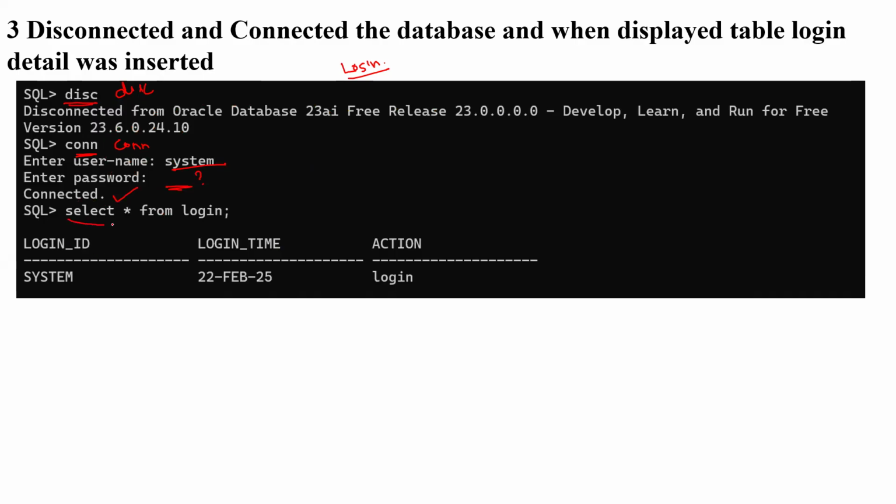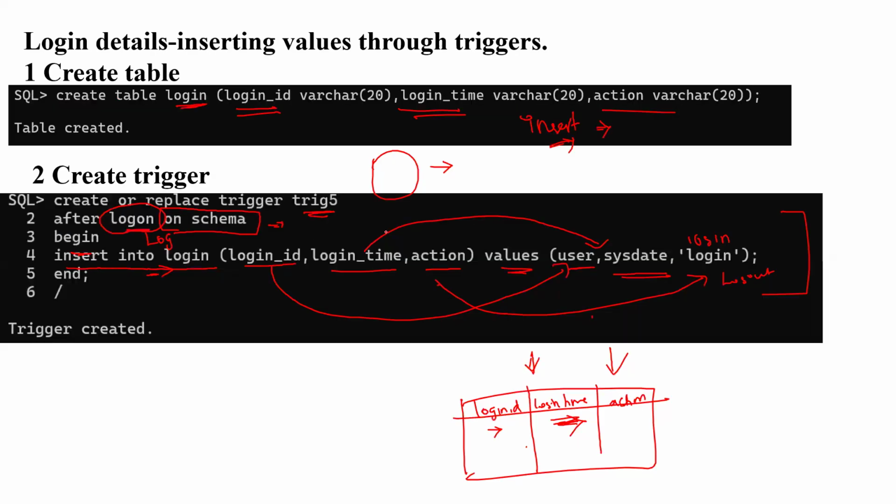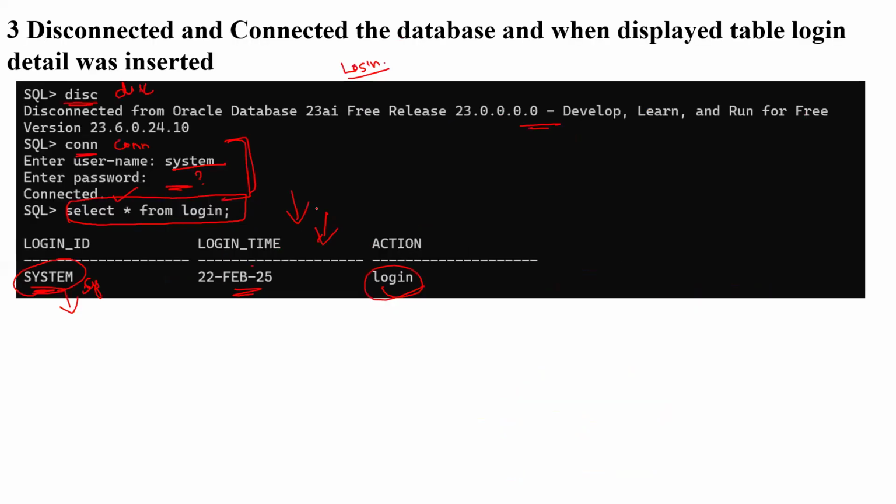Now I use select star from login, because login is my table name. What happened? My system login ID was system, as I haven't given any specific name, and the login time was 22 February, when I logged in. Similarly, the action was login. So it was automatically collected. These values are automatically collected by the trigger when it was fired. After logon to the schema, whenever the user logs in, the trigger fires and collects the details of my login.